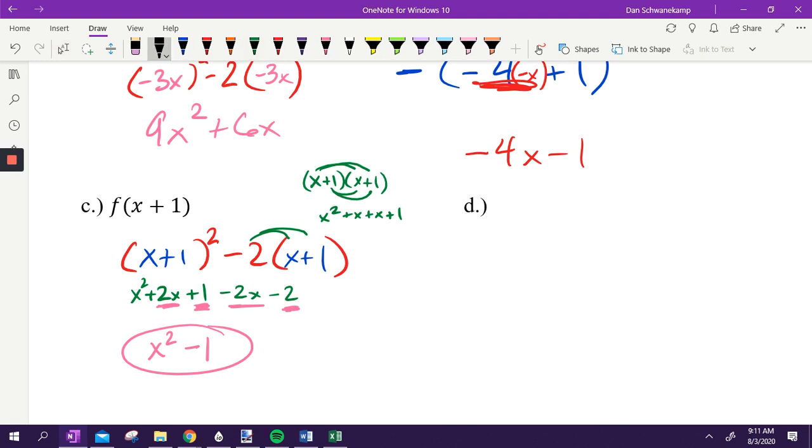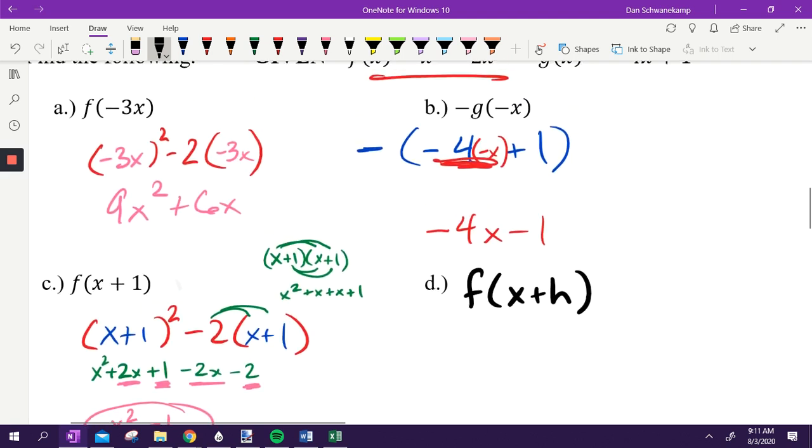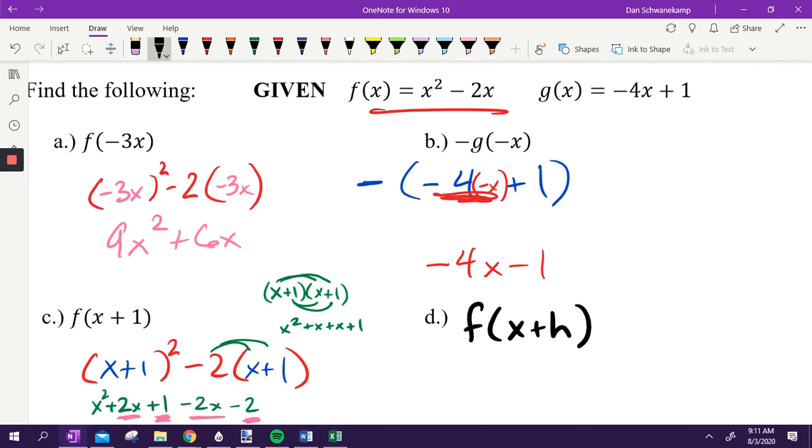I want you to find, on part D, f of x plus h. h is a variable here. We do this quite a bit in calculus. h is a variable. Treat it like you would treat the letter x. See what you can do with that in terms of plugging in. So everywhere you have an x, you're going to replace it with x plus h in parentheses. Take a second. See if you can figure it out. Talk with your neighbor if you need to.